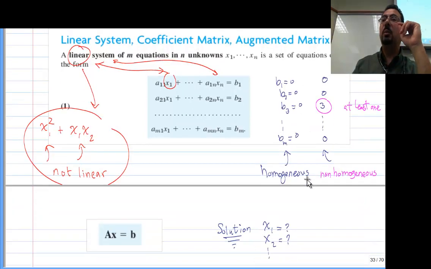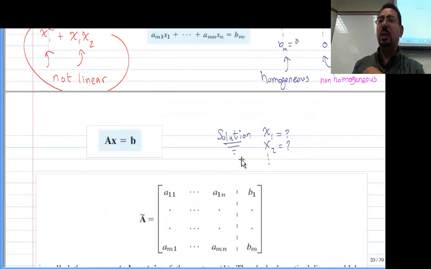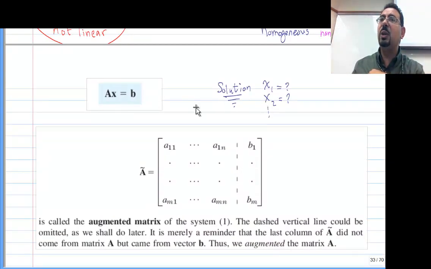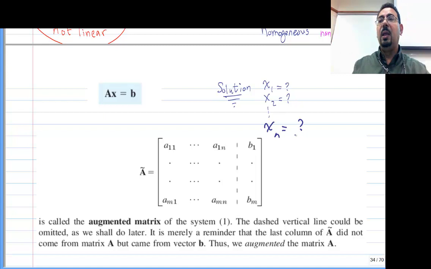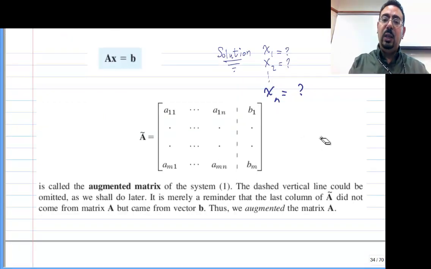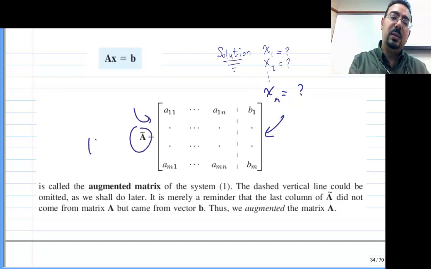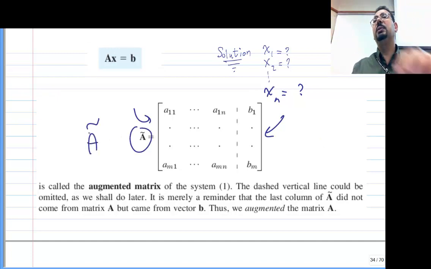It's just an important name to remember. So what's our job? The job is to solve these equations. The job is to get x1 and x2 and all the way to xn. And you know, if we stick b next to the A, we get this wiggly thing. That's the augmented matrix.